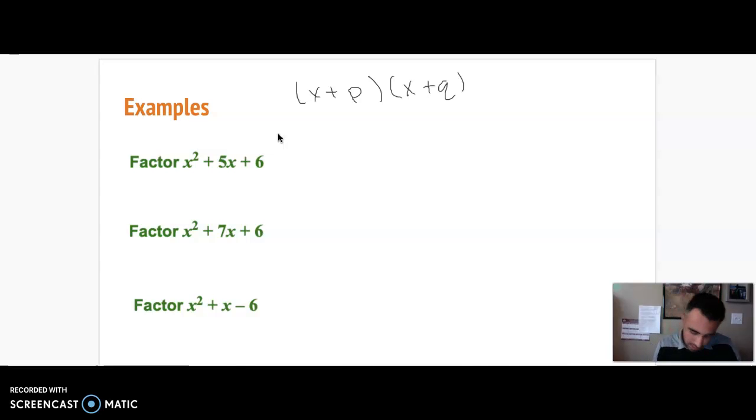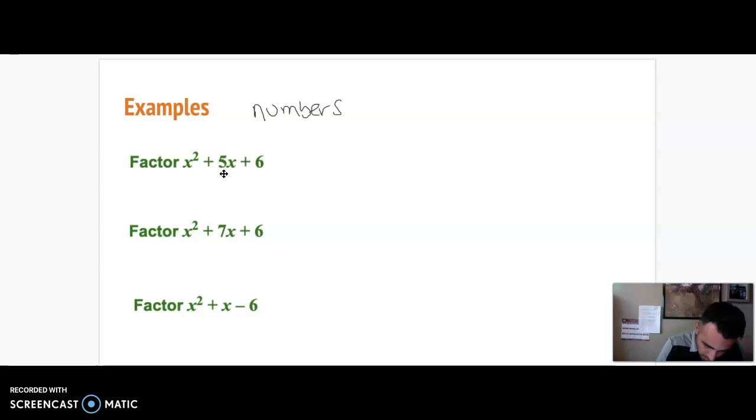All right, assuming that you pause the video, we're going to now go over these 3 examples. So we need a number p and q. So assume we have numbers p and q.